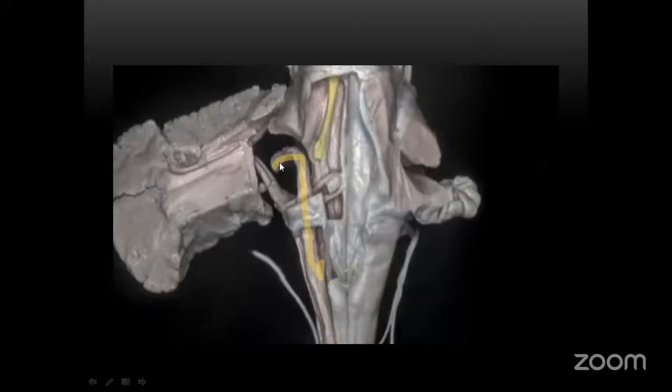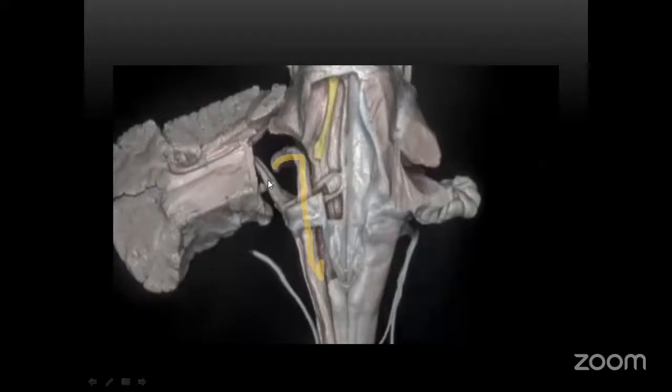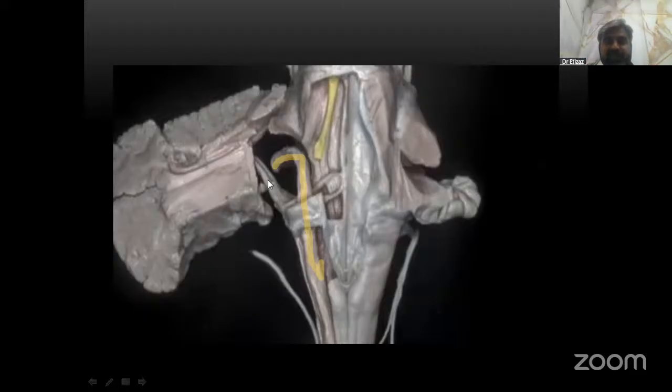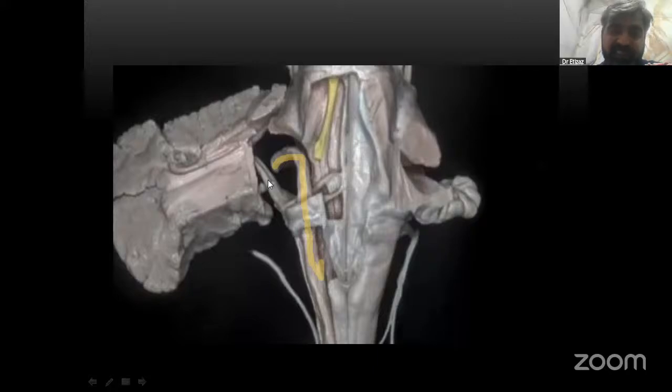Fasciculus gracilis? No, fasciculus gracilis and not cuneatus. This one, this is a descending tract. And second thing, look at here, it is anteriorly placed. It is not posteriorly, so it could not be the fasciculus gracilis. It's not a sensory one.